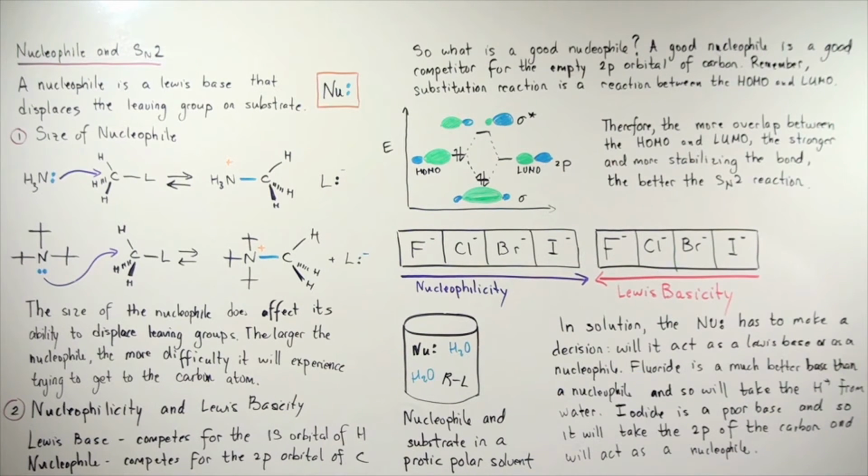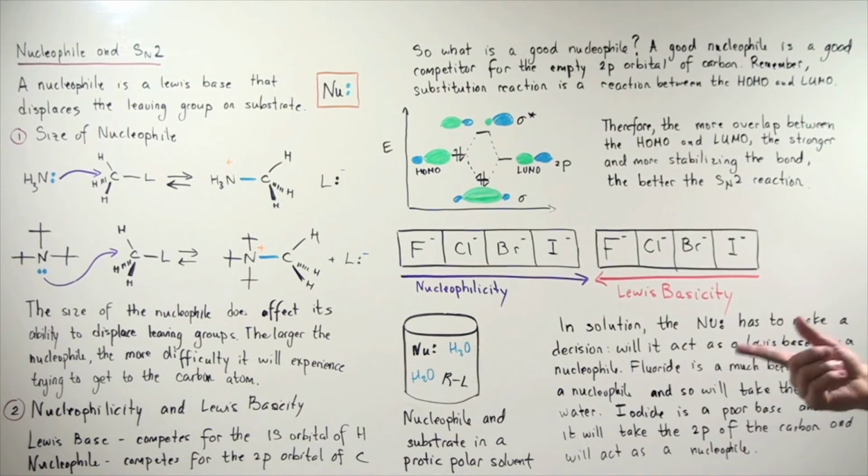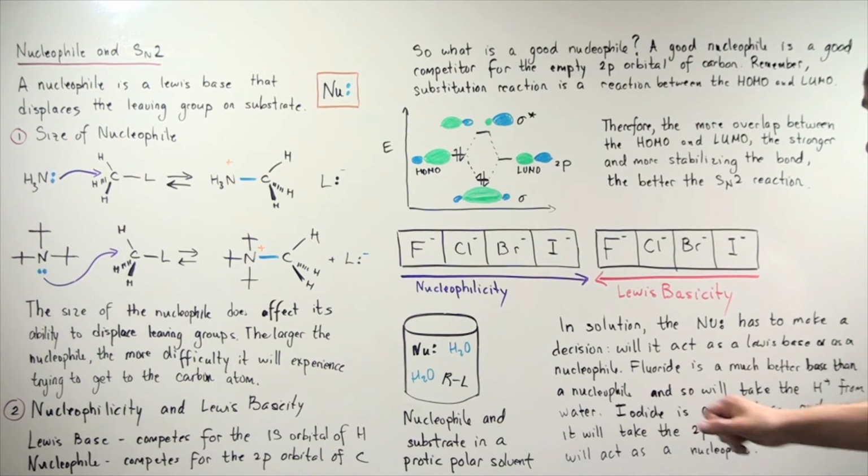So, in solution, the nucleophile has to make a decision. Will it act as a Lewis base or as a nucleophile? Fluoride is a much better Lewis base than nucleophile, and so it will take the H from the water. Remember, a Lewis base takes the H atom, H ion. On the other hand, iodide is a poor base, and so it will take the 2p orbital of the carbon and will act as a nucleophile.